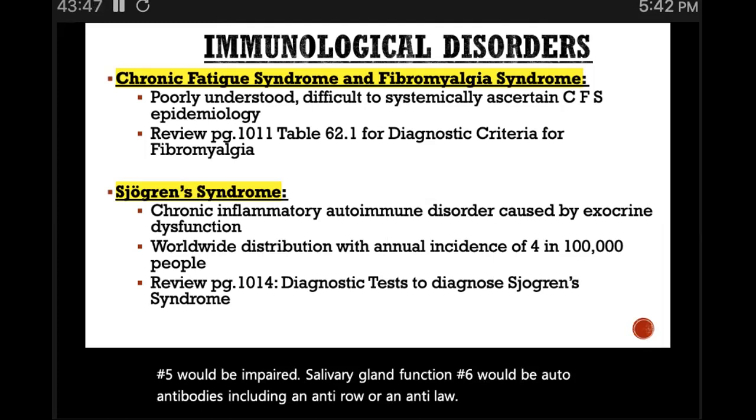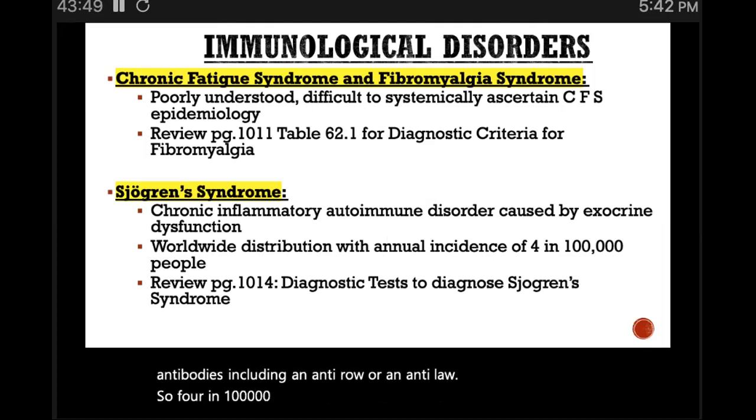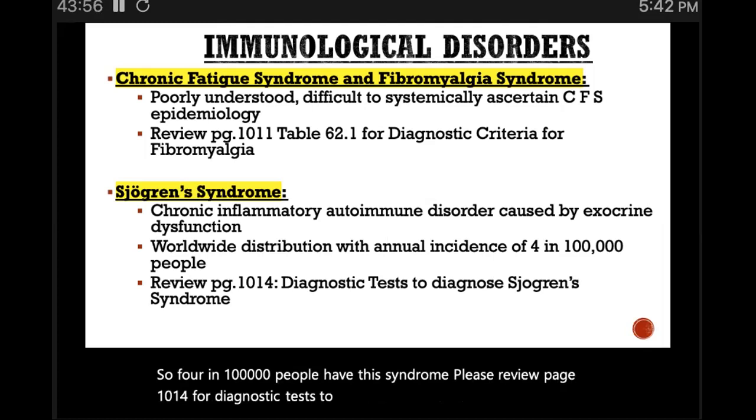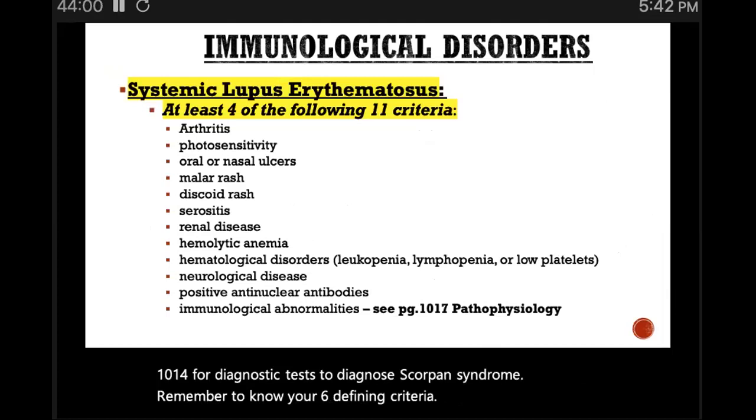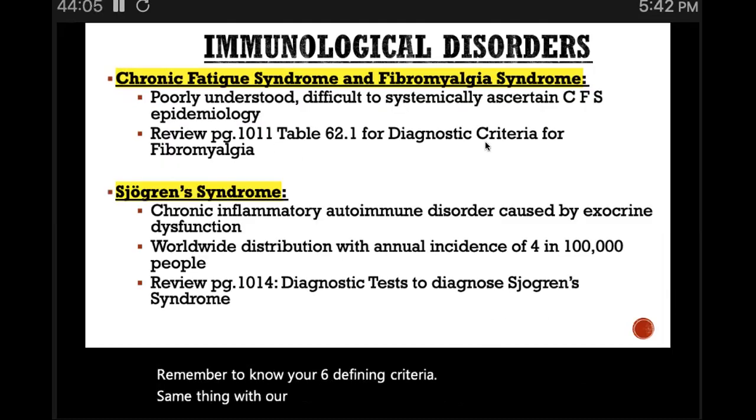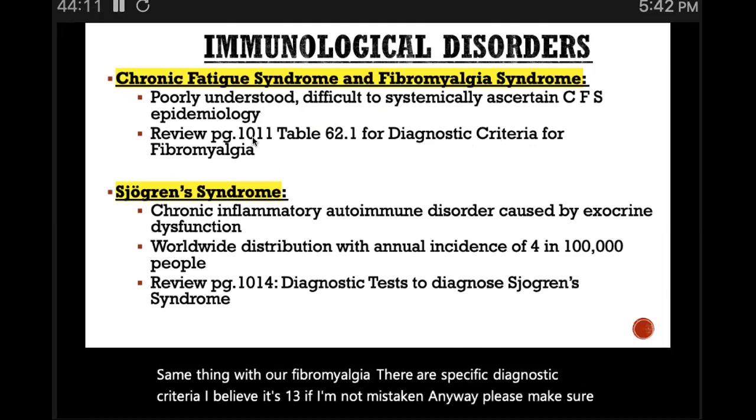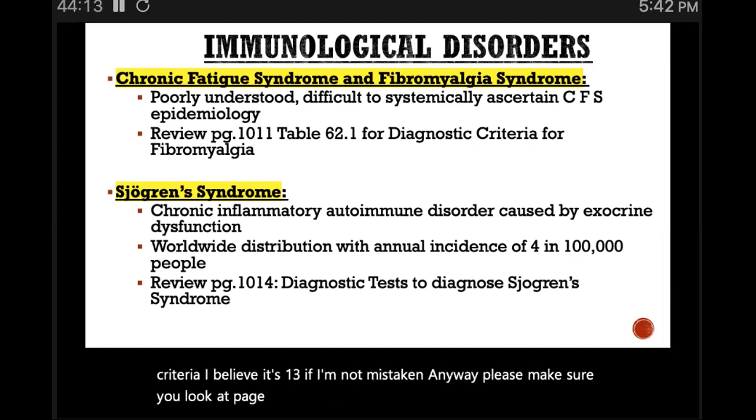So 4 in 100,000 people have this syndrome. Please review page 1014 for diagnostic tests to diagnose Sjögren's syndrome. Remember to know your 6 defining criteria. Same thing with fibromyalgia. There are specific diagnostic criteria. I believe it's 13, if I'm not mistaken. Anyway, please make sure you look at page 1011 for your diagnostic criteria. It's table 62.1.